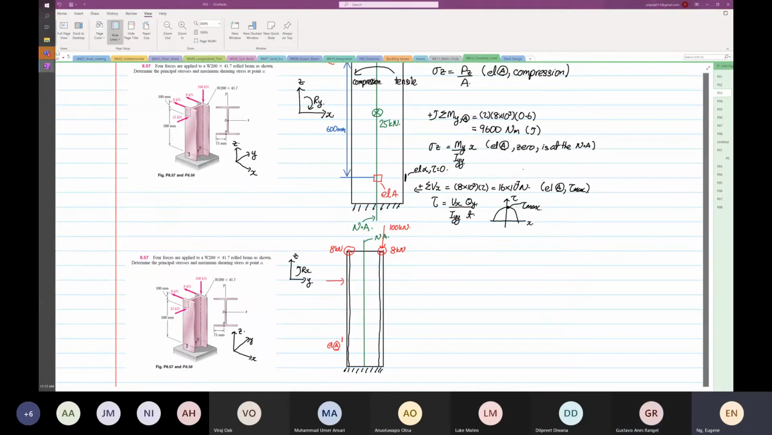So this is equal to 25 kilonewton. This is where things get very tricky. Let's do the easy part first. So the shear stress.